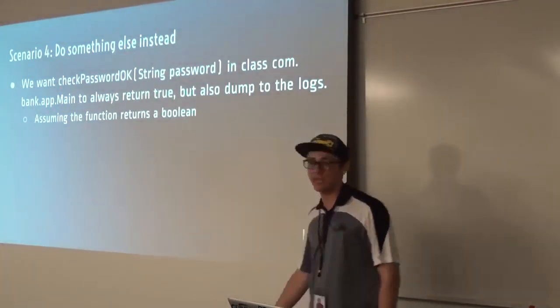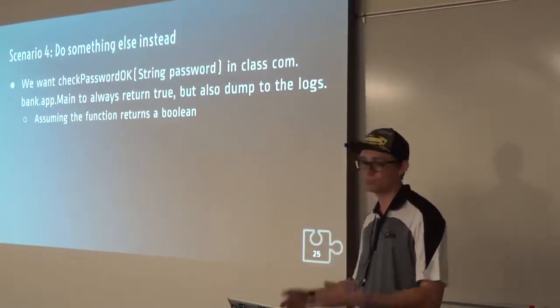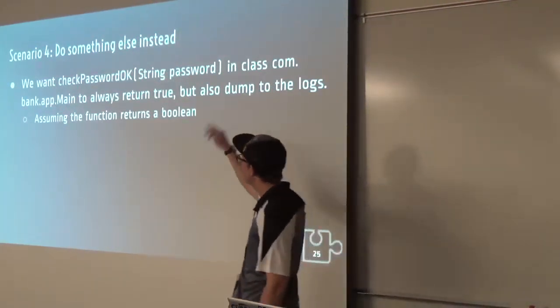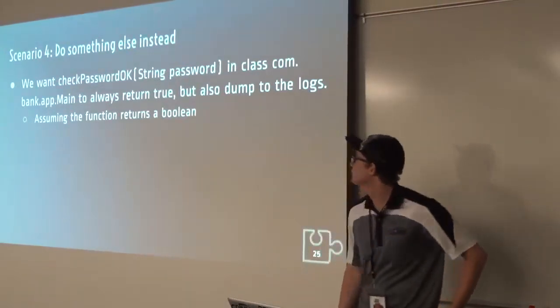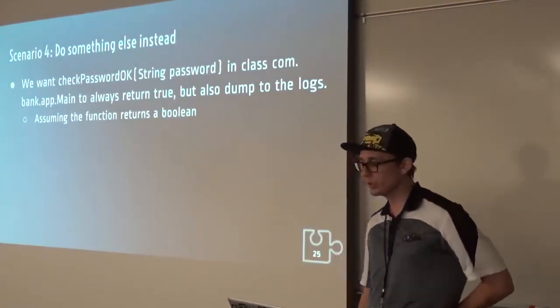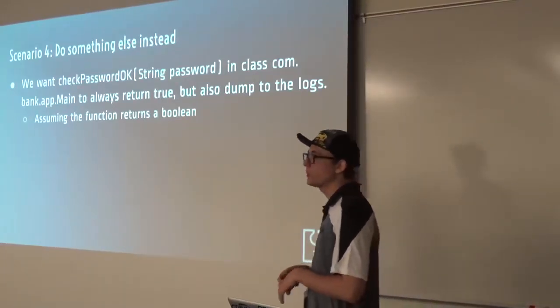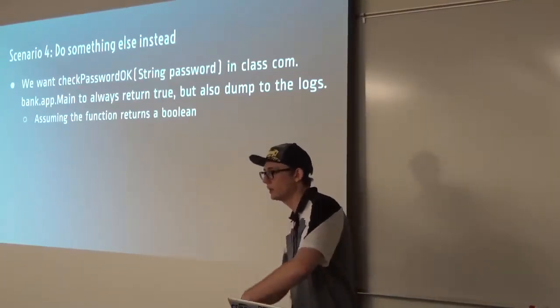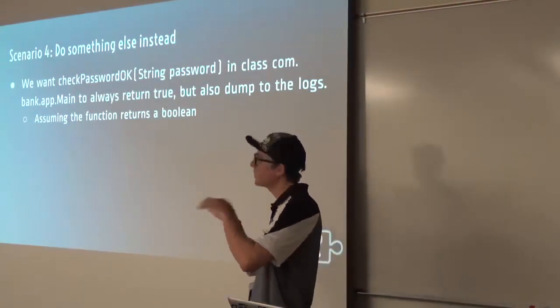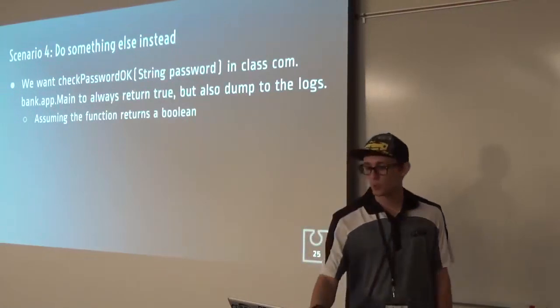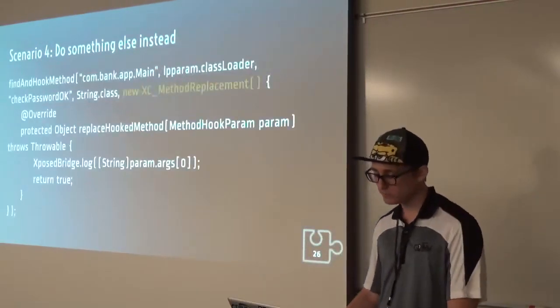So we can do something else entirely instead. We can make it crash the app or do something. Same bank example: check password, string password. We're going to do the return constant thing, but we're also going to dump the password to the logs. So we're just replacing the method entirely, dumping the password out, might as well grab that while we're at it, and returning true. We're assuming this function returns a Boolean.